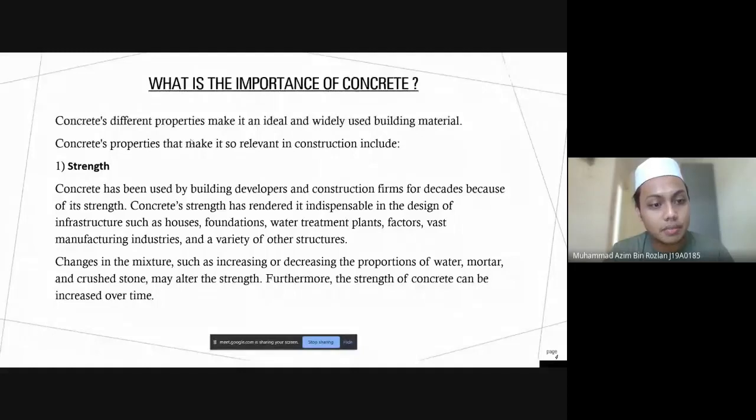Changes in the mixture, such as increasing or decreasing the proportion of water, mortar and crushed stone, may alter the strength. Furthermore, the strength of concrete can be increased over time. So macam yang kita tahu, konkrit ni ada campuran bahan-bahan macam simen untuk membuat dia jadi lebih kuat, untuk tambahkan lagi kekuatan konkrit tersebut. Okay, next.